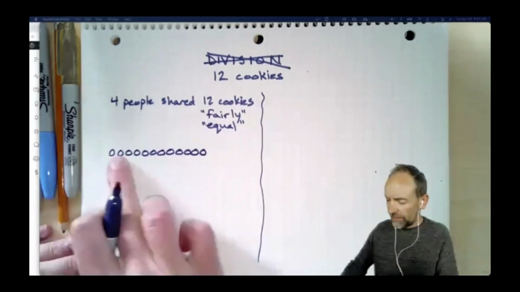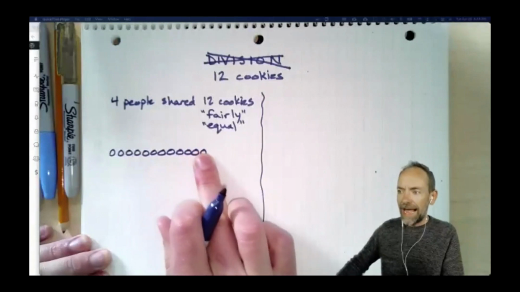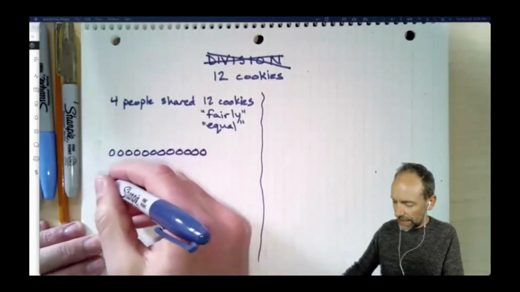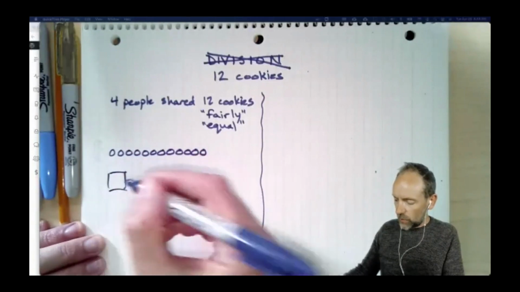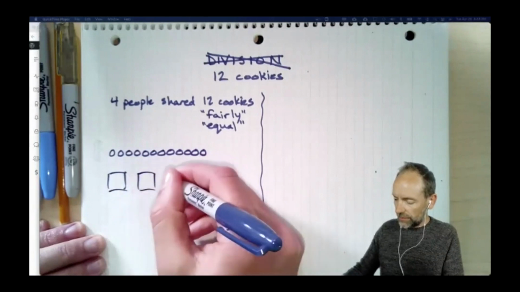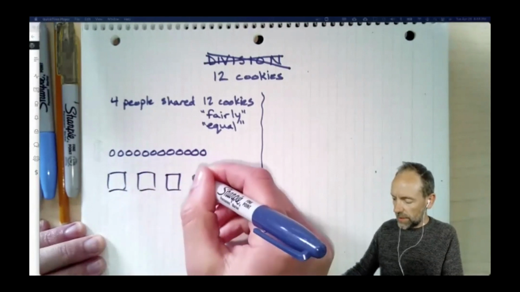I love it. So I've got 12 cookies here, and you're almost picturing, okay, well, here's one person, here's another person, here's another person, here's another person.